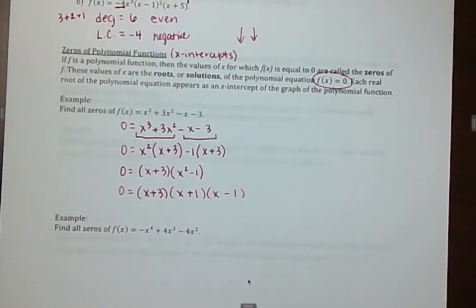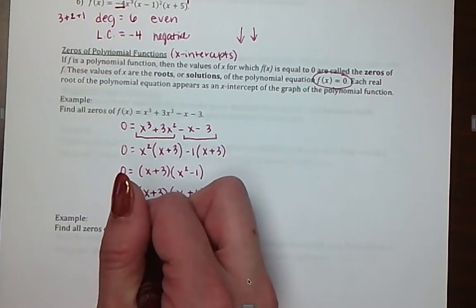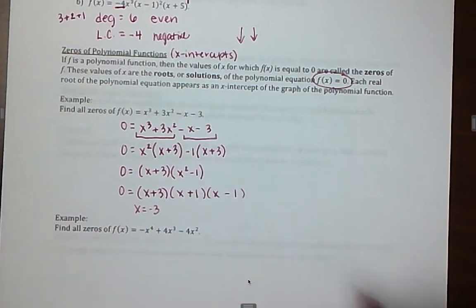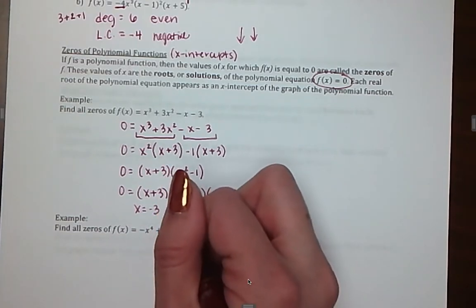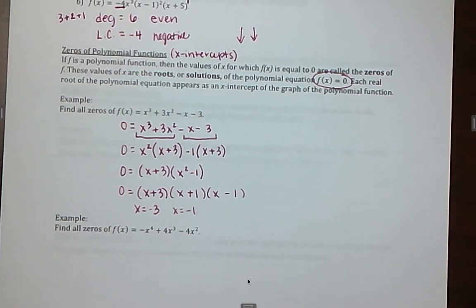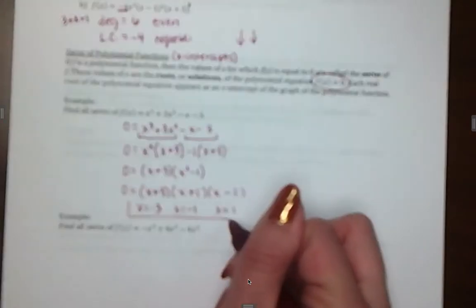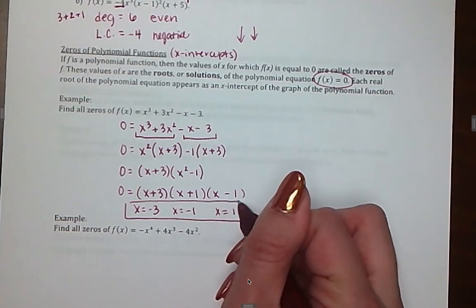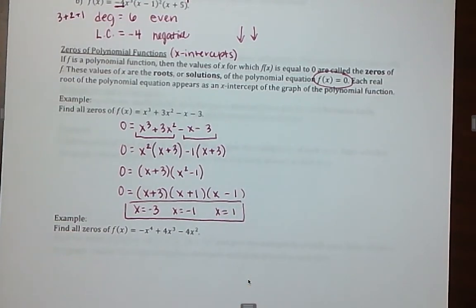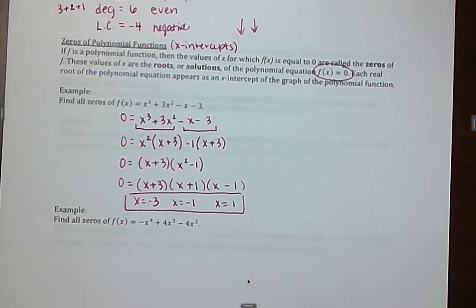Which is what we're going to be using here in a bit on the next page. But if we want to go ahead and figure out what does x equal, so if x plus 3, what would x equal? Negative 3. x plus 1, x would equal? Negative 1. And x minus 1, x equals 1. So these are our x-intercepts, or our zeros of our function. Same thing we did when we were solving for our x-intercepts, we just have more than 2.